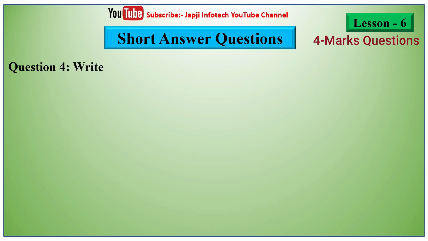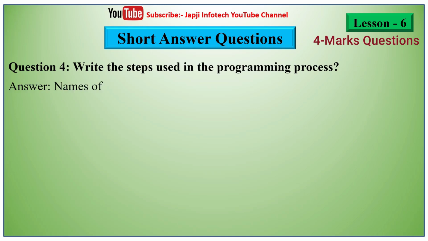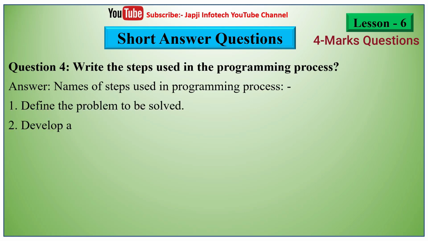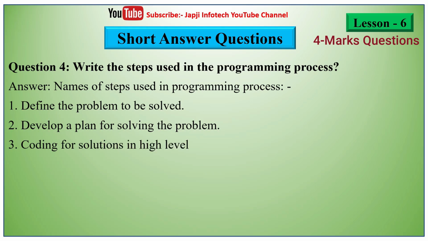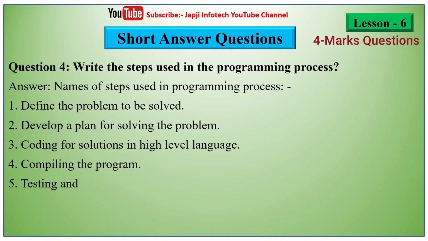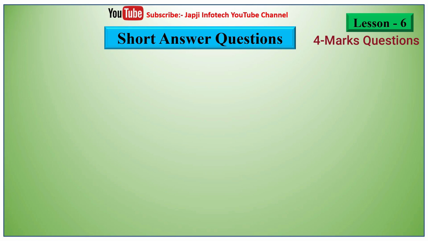And the fourth question is, write the steps used in the programming process. The names of the steps used in the programming process are, the first one is define the problem to be solved. Second one is develop a plan for solving the problem. Third one is coding the solution in high level language. Fourth one is compiling the program. Fifth one is testing and debugging the program. And sixth one is documenting the program.